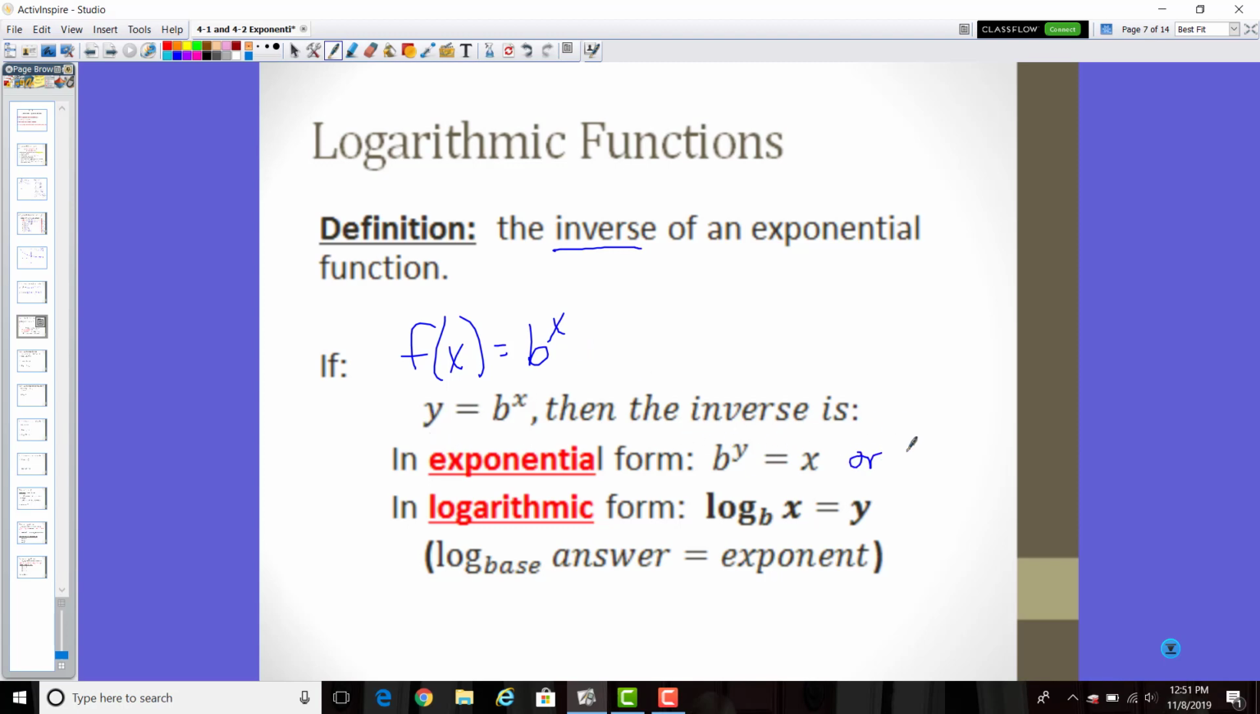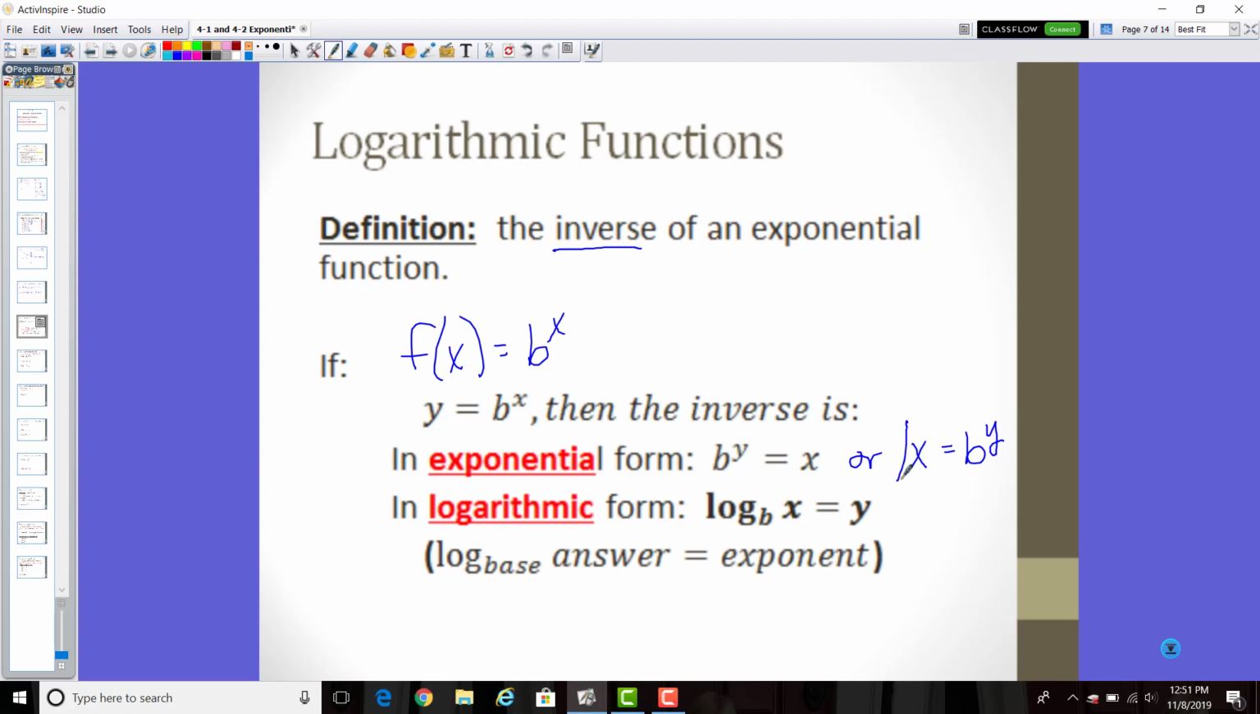This is how the book writes it. I prefer to write it like that. These are the same thing. So the inverse, we're not going to solve for y because we can't really do that right now. But if this is our standard form of an exponential function, then the inverse in exponential form is x equals b to the y power.